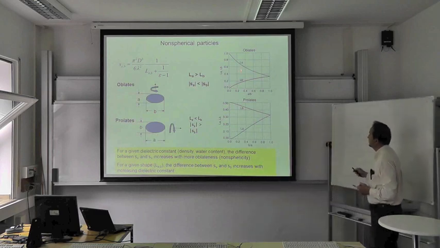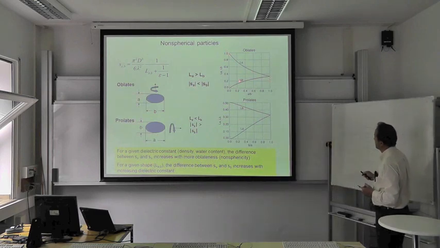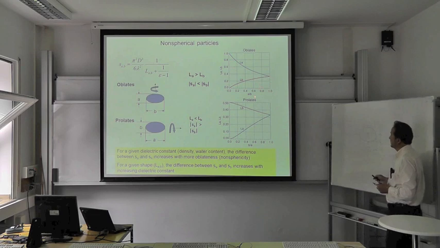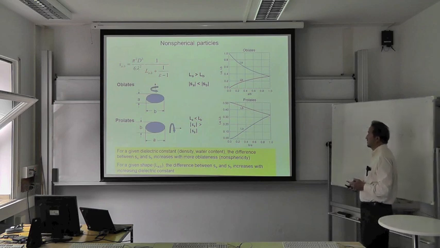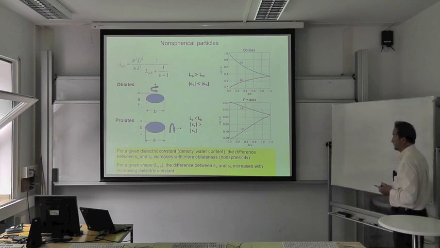And these are the dependencies of these factors LA and LB on the A over B ratio, on the aspect ratio. So as I already mentioned, if A is equal to B, in other words, if the hydrometeor is spherical, then both LA and LB are equal to 1/3. However, if it is very non-spherical, then one of them is equal to 0, another is equal to 1. That means that we have a big difference, either 1 or 0, in this denominator. That determines a big difference in SA and SB, and that means that our differential reflectivity, for example, will be very large in this particular case.